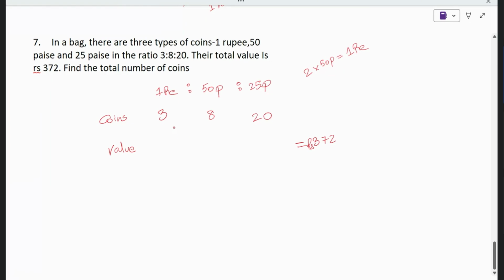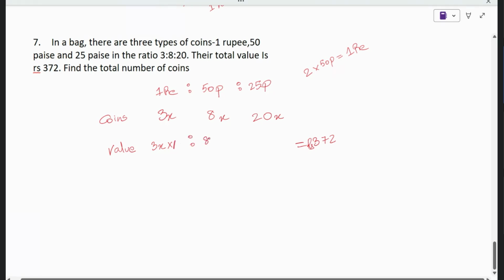Yes. So here, let's take variable x again. So if you want to convert these coins ratio in terms of value, 3x coins of 1 rupee gives 3 rupees.